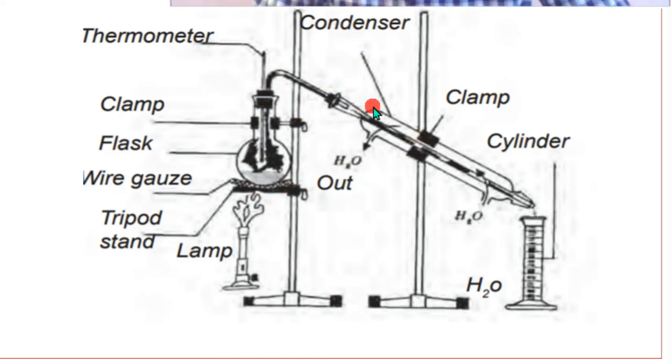This is condenser, and this is measuring cylinder. What volume of water is collected after the distillation process can be measured by the measuring cylinder.